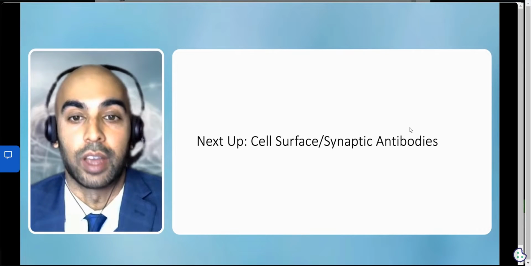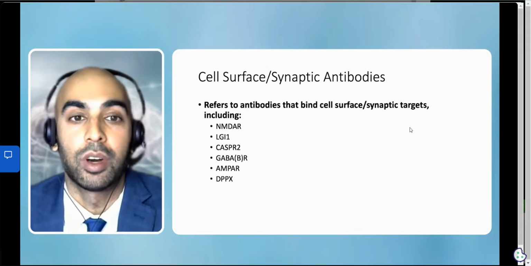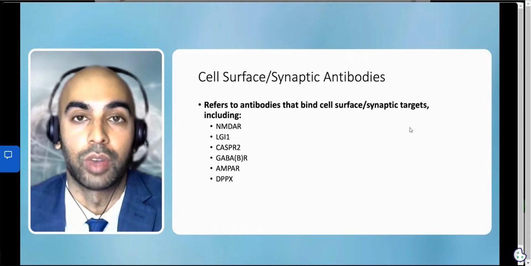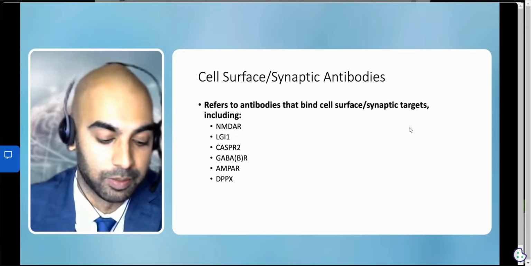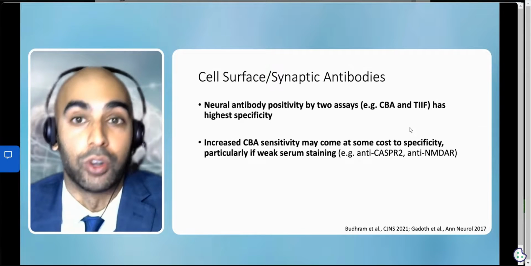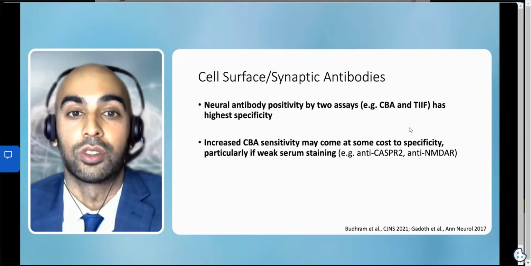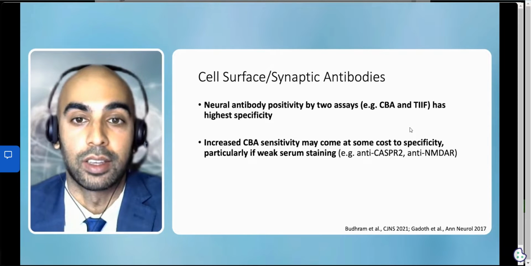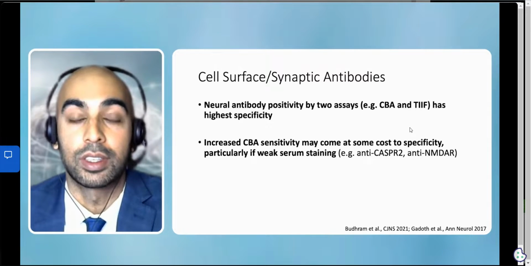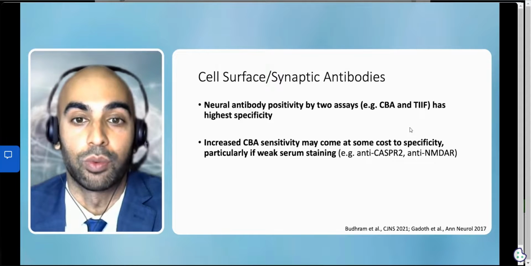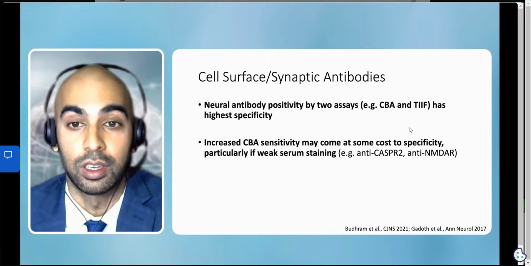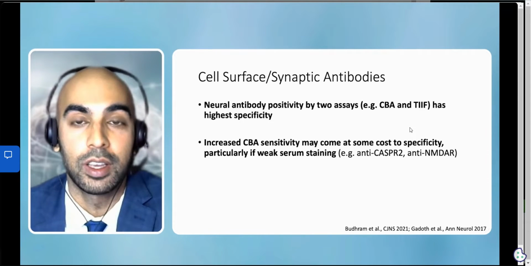So moving right along to cell surface synaptic antibodies. These refer to antibodies that bind extracellular cell surface or synaptic targets and include NMDA receptor antibodies, LGI1, Caspr2, GABA B receptor, AMPA receptor, and DPPX antibodies, among numerous others. And neural antibody positivity by 2 assays for these antibodies, such as cell-based assay and tissue indirect immunofluorescence, has the highest specificity. Now, cell-based assays may have higher sensitivity than tissue indirect immunofluorescence for certain antibodies, but this can come at some cost to specificity with the possibility for false positives, particularly if only weak serum staining is observed by cell-based assays, such as for anti-Caspr2 or NMDA receptor cell-based assays.